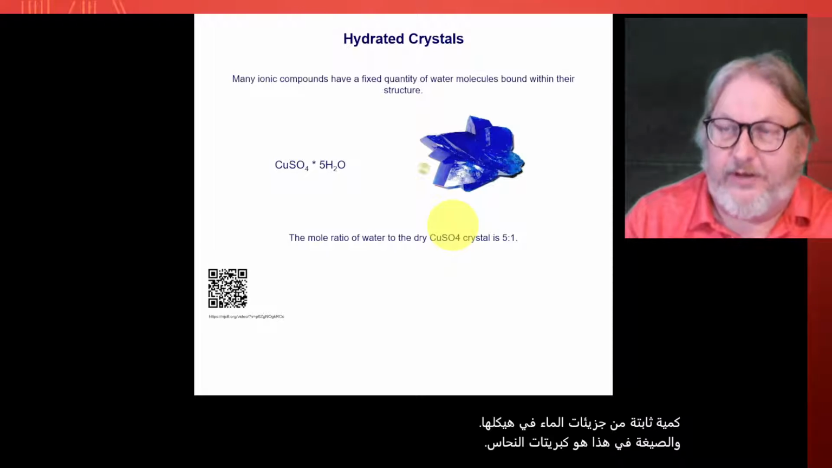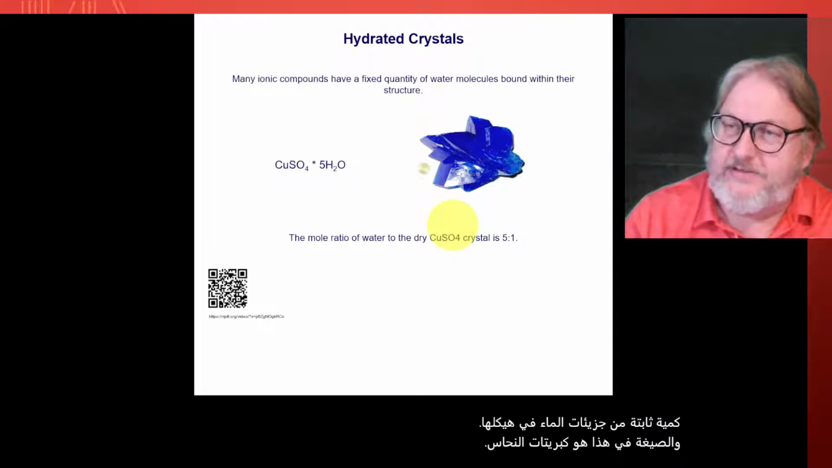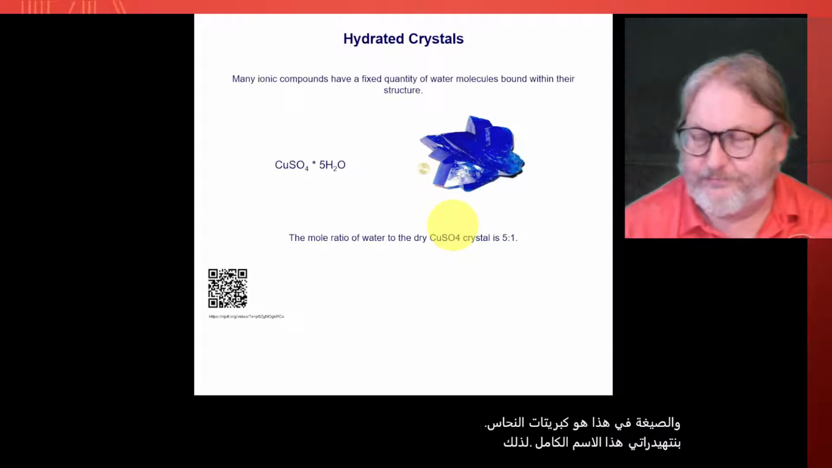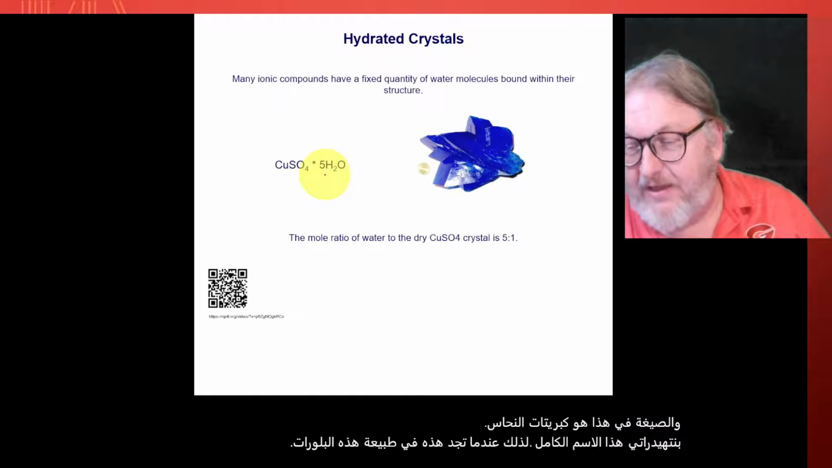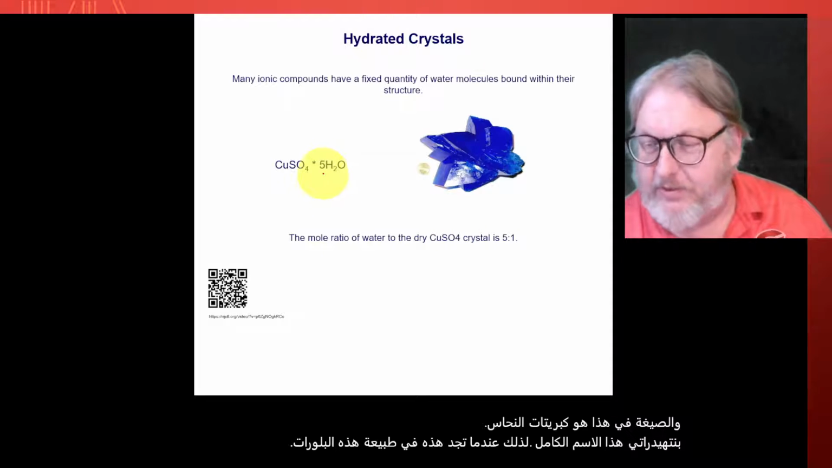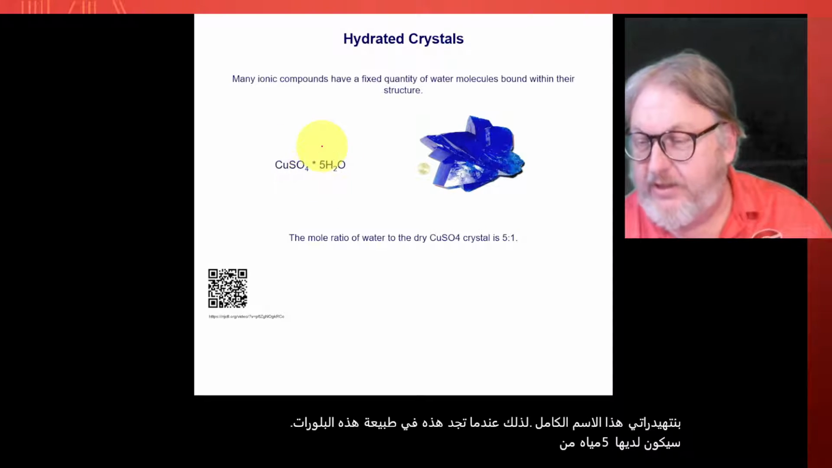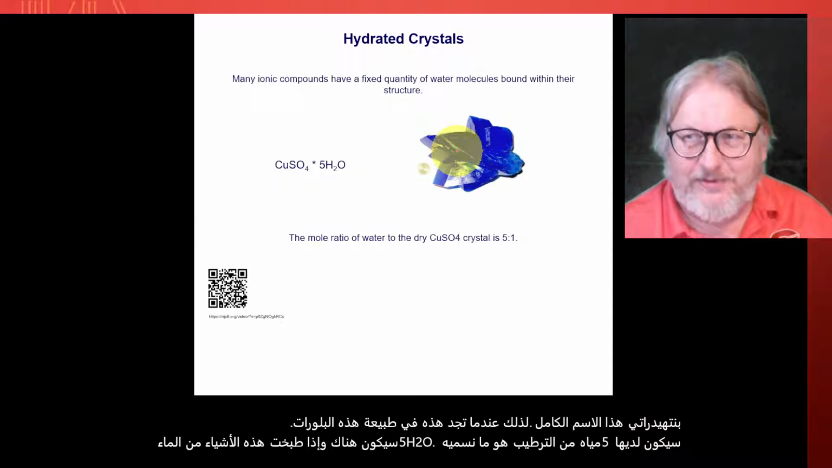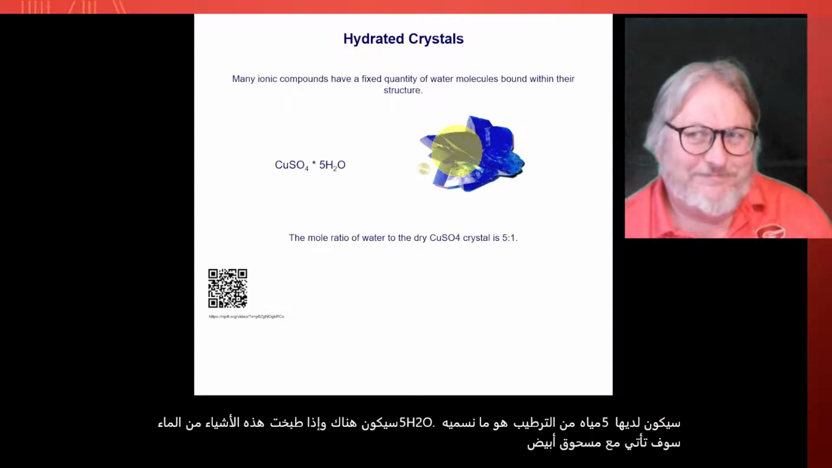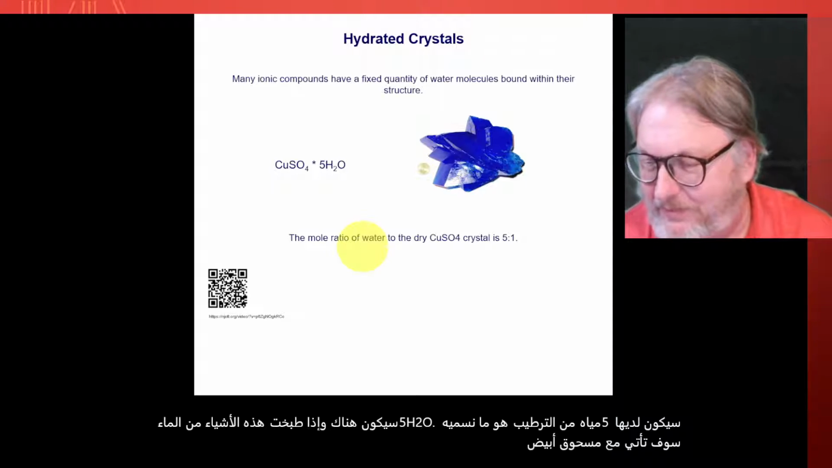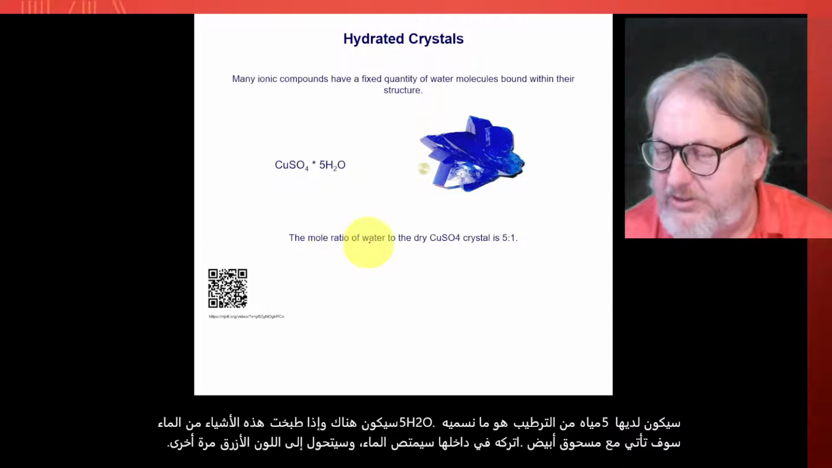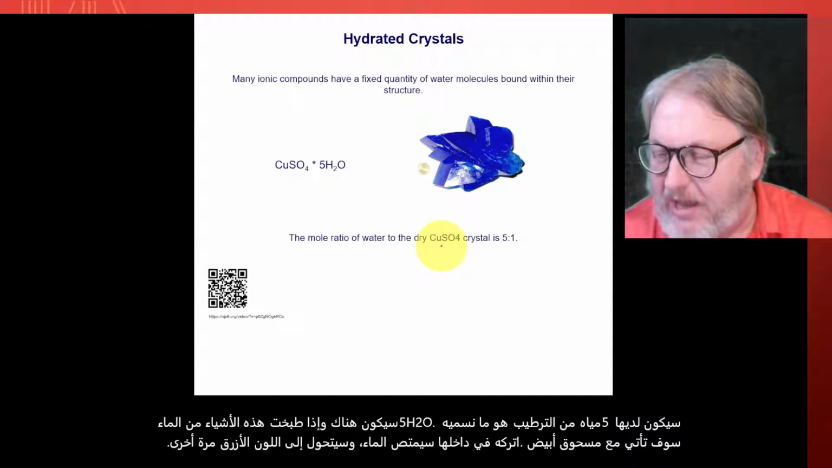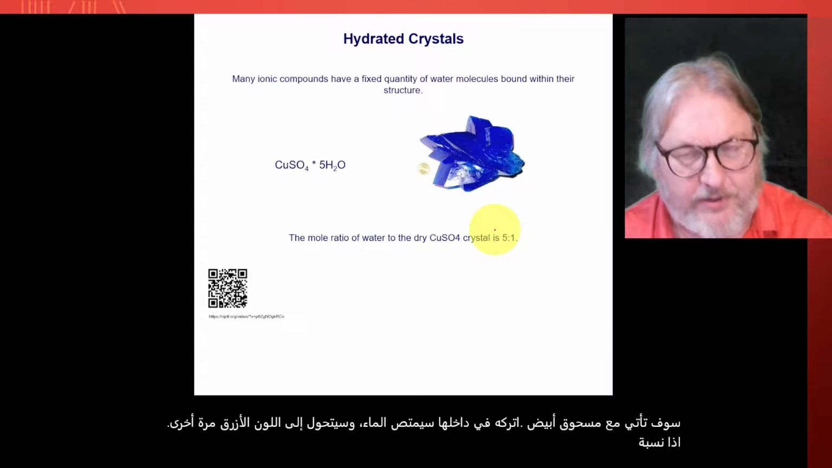pentahydrate, its full name. So when you find these in nature, these crystals, it'll have 5 waters of hydration is what we call it, 5 H2Os. And it'll be in there. And if you cook this stuff off, the water off, you'll come up with a white powder. Leave it out in air, it'll absorb water and it'll turn blue again. So the mole ratio of water to the dry copper sulfate is 5:1.